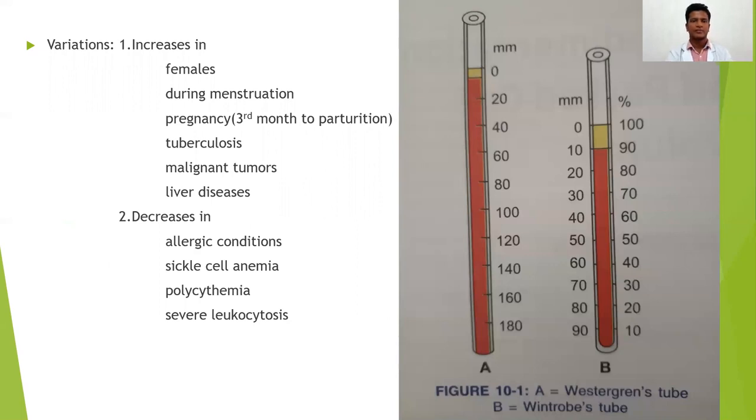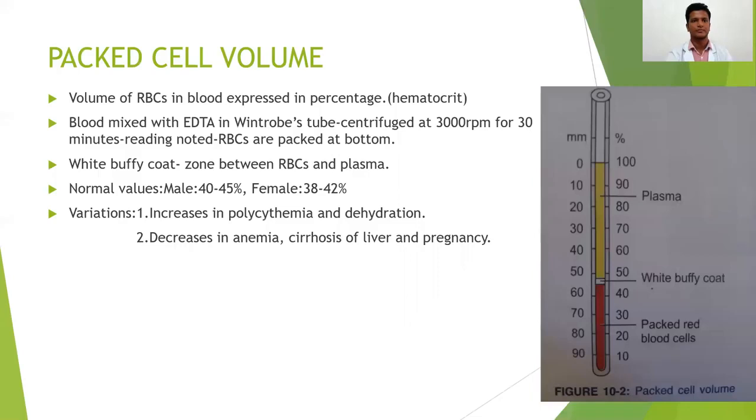Variation in ESR: it increases during menstruation, pregnancy, that is from the 3rd month to parturition, and in tuberculosis, malignant tumors, and liver diseases. It decreases in allergic conditions, sickle cell anemia, polycythemia, and severe leukocytosis.